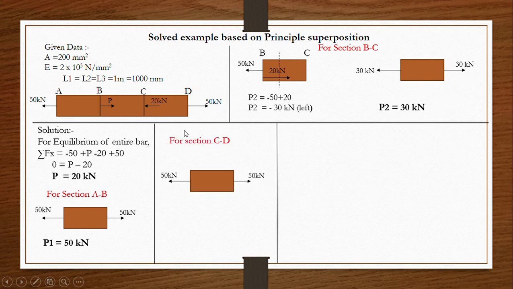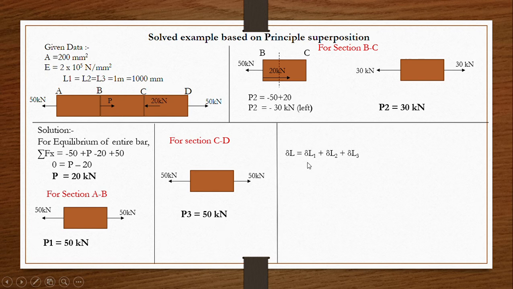For the third part, it is also similar to the first part, that is AB. So which is the end position, that is 50 kilonewton is given. So we will take the opposite side also 50 kilonewton, which will be the outside of the body. That means P3 will be 50 kilonewton, that is positive as it is tensile force.